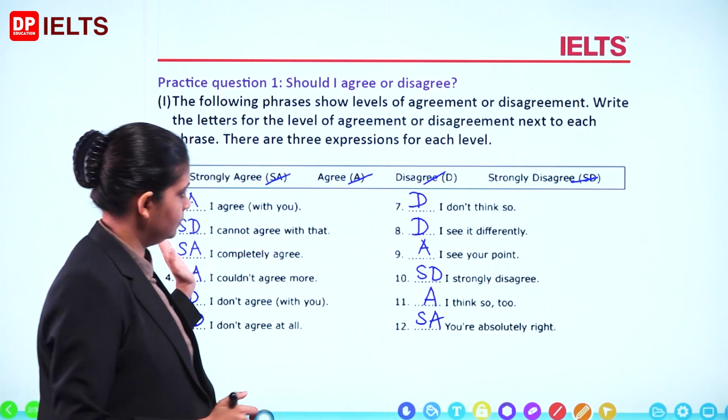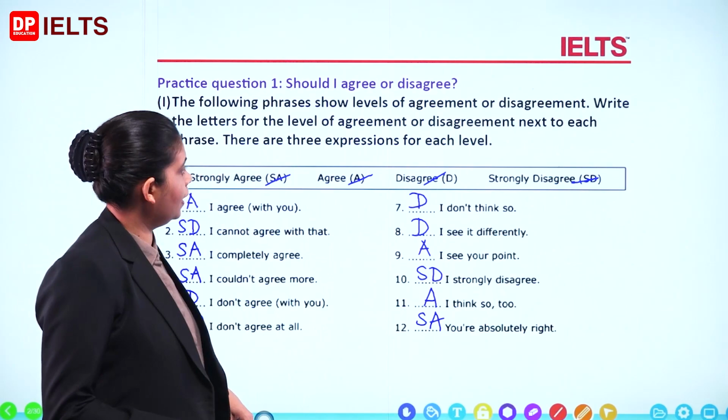So there you are, the level of which they belong to. Right. So, let us have a look at the next question.